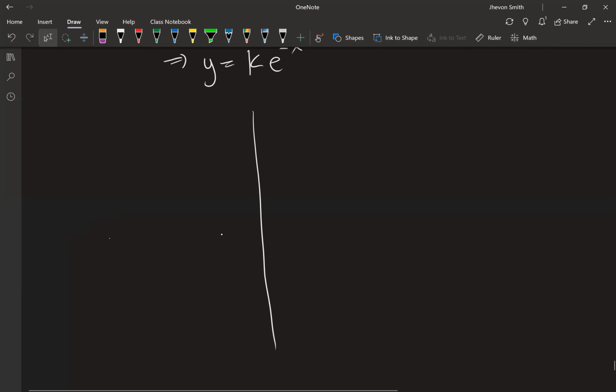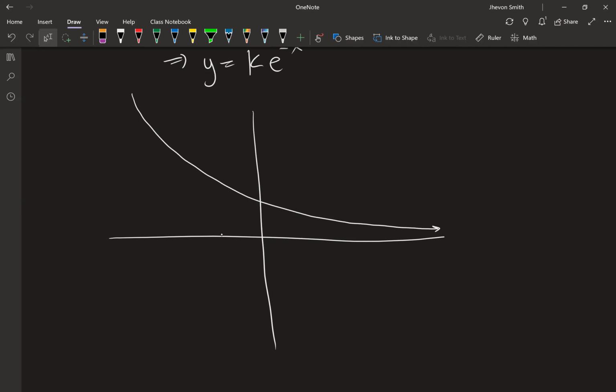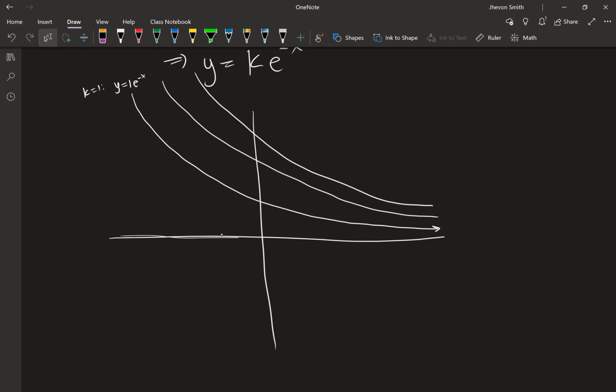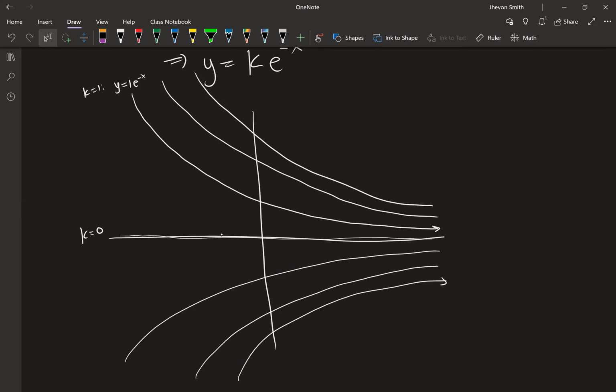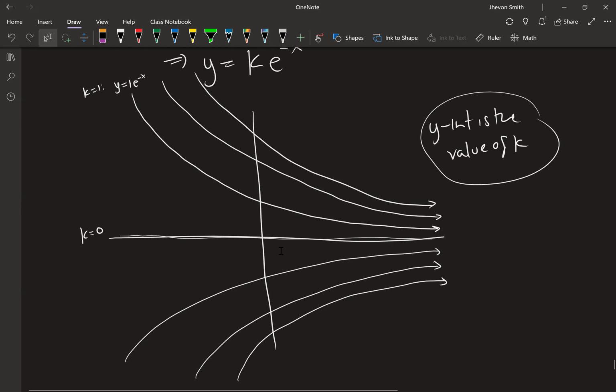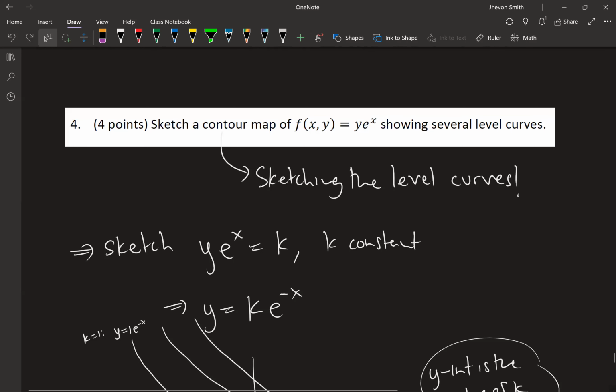And so realize that if k equals 1, I have y equals 1 e to the minus x. But of course, I can go higher, k equals 2, and I have k equals 3, and so on and so forth. K equals 0 would be literally along here, so k equals 0 is going to give me the x-axis. K equals negative would give me the guys that are bouncing over here. So that's what these level curves would look like. The y-intercept is the value of k. But that's what your level curves would look like. And that's basically it.